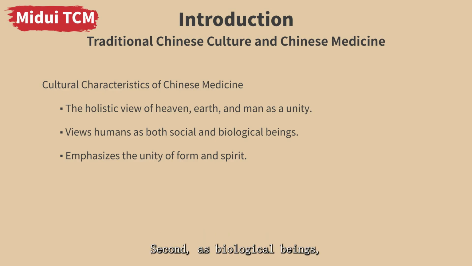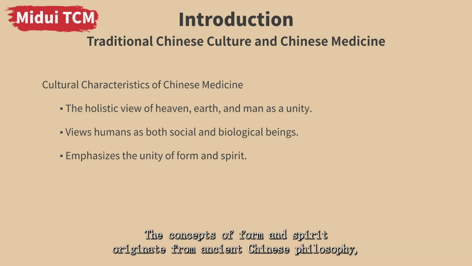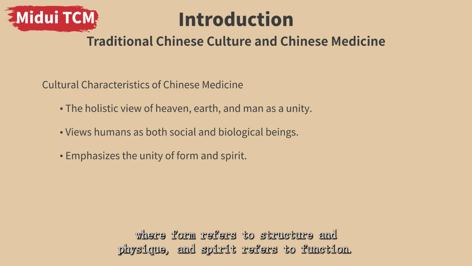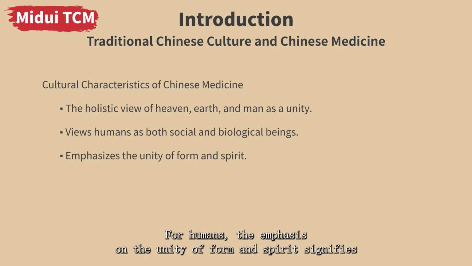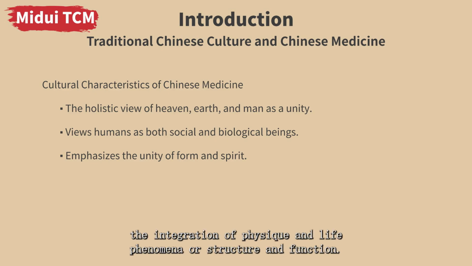Second, as biological beings, Chinese medicine emphasizes the unity of form and spirit. The concepts of form and spirit originate from ancient Chinese philosophy, where form refers to structure and physique, and spirit refers to function. For humans, the emphasis on the unity of form and spirit signifies the integration of physique and life phenomena, or structure and function.